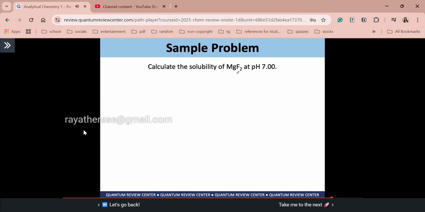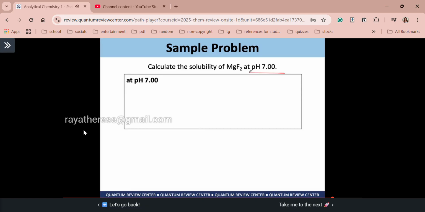The other two, tingnan natin. Calculate the solubility of magnesium fluoride at pH 7. Class, another exact case, exact compound to from the boards before. So ma'am, pH 7, di ba neutral yun? Exactly, that's just your default. Default lang yan. Same nyo kanina sa impure water. Dito, ang default natin, neutral, pH 7.